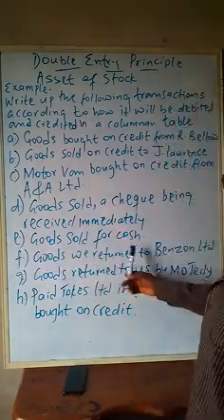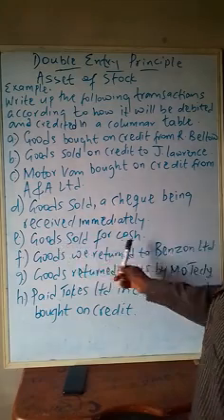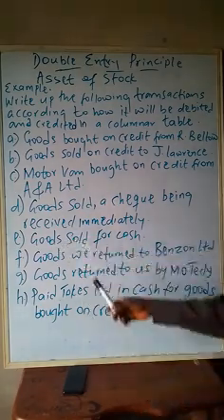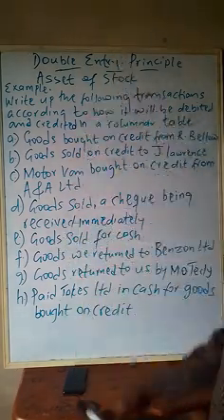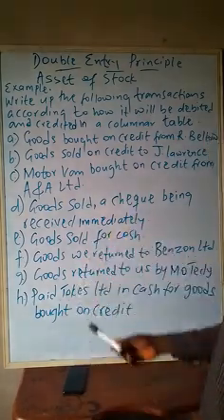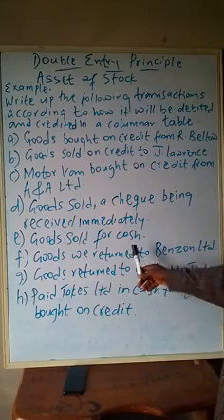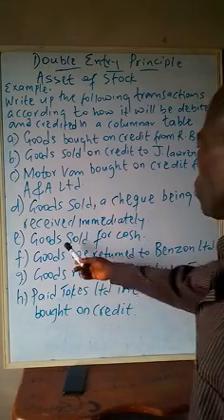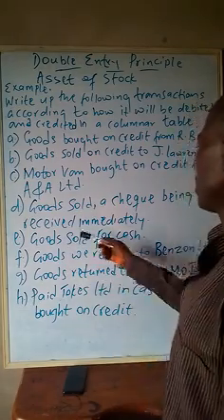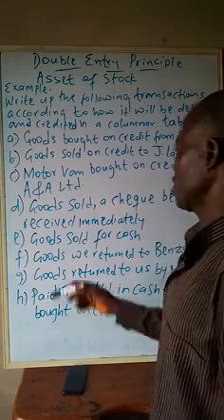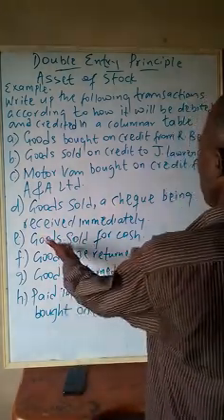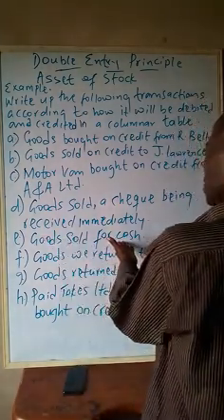E. Goods sold for cash. And goods sold for cash, this is also still asset of stock because you are talking about goods sold. You credit sales account and you debit cash account. Sales account is the giver. Cash account is the receiver.